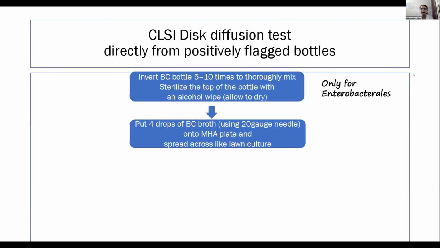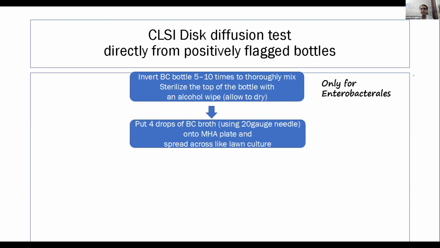So yesterday in the basics of the AST, as ma'am and sir had explained already, we have seen what is lawn culture. We have to rotate the plate around 60 degrees and swab it thrice. So all of you know this. It is the same. We have to dispense 4 drops of the blood culture broth onto the MHA plate, and spread across like the lawn culture.